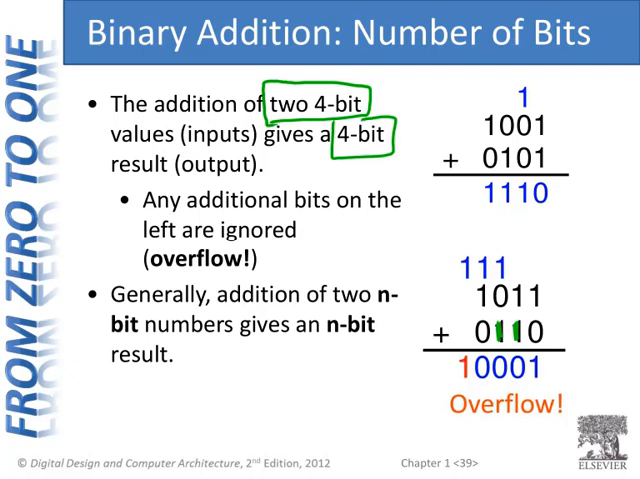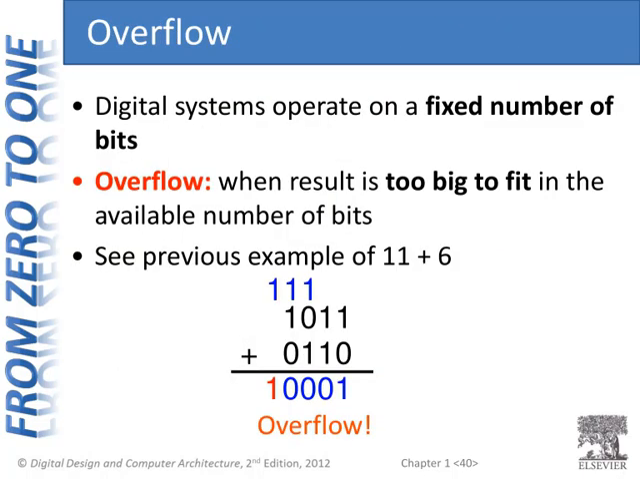So in general, addition of n-bit numbers gives an n-bit result. So n-bit addition, n-bit operands gives n-bit result. So 32-bit addition gives a 32-bit result. So this is pretty critical. Digital systems operate on a fixed number of bits. So overflow happens when the result is too big to fit in the available number of bits. So our previous example of 11 plus 6 being 17 doesn't fit in 4 bits. Largest number we can represent with 4 bits is 15.